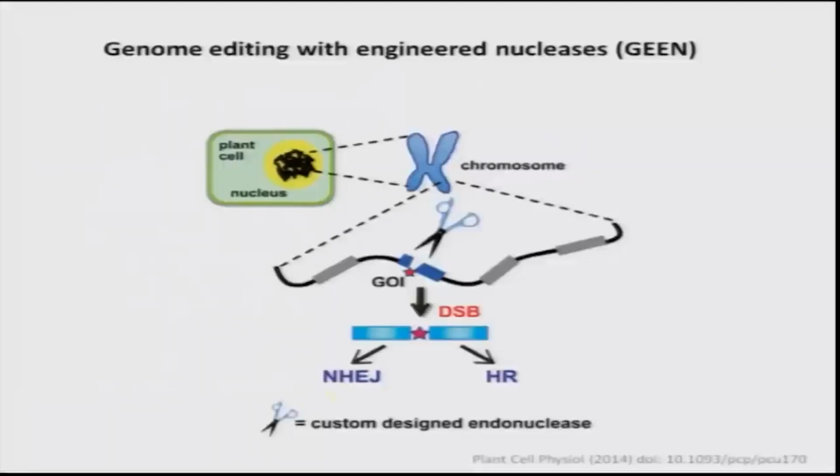So, there are two different processes. One is called NHEJ, meaning non-homologous end joining, and the other is homologous recombination. This homologous recombination normally happens in the meiotic cells, whereas the other process we believe happens in almost all the cells, because here and there could be damage, and the cell tries to repair itself.